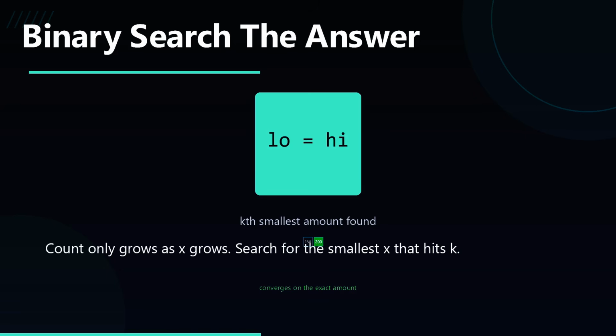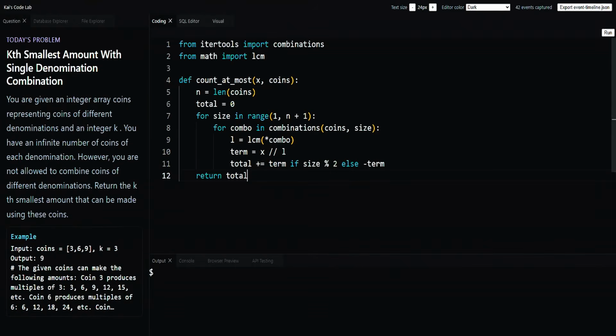This turns the inclusion-exclusion idea straight into code. For every subset size, we look at every combination of that many coins, take their least common multiple, and count how many multiples of that fit under x. Odd size subsets get added, even size ones get subtracted, and that cancels out every double count.